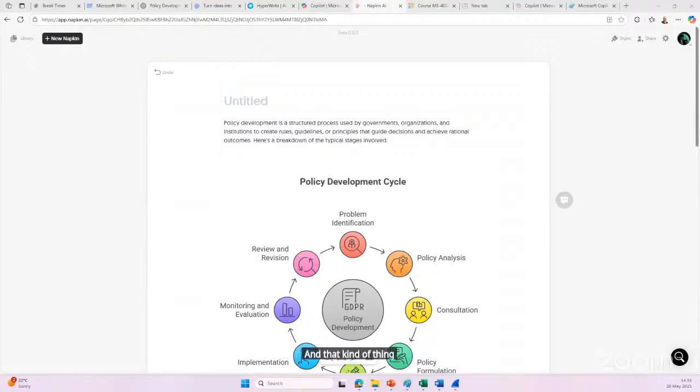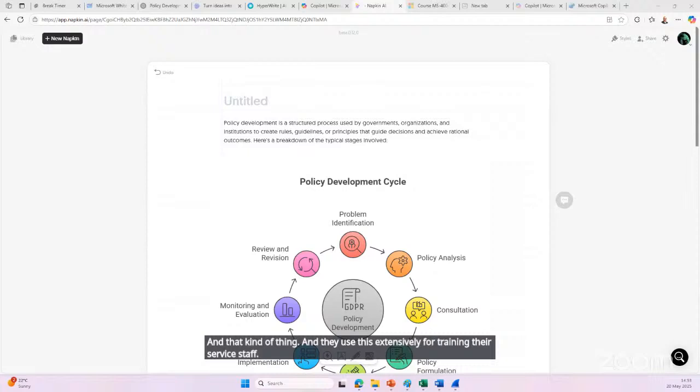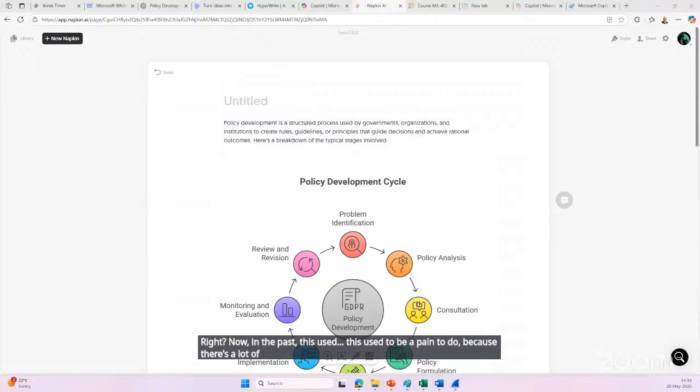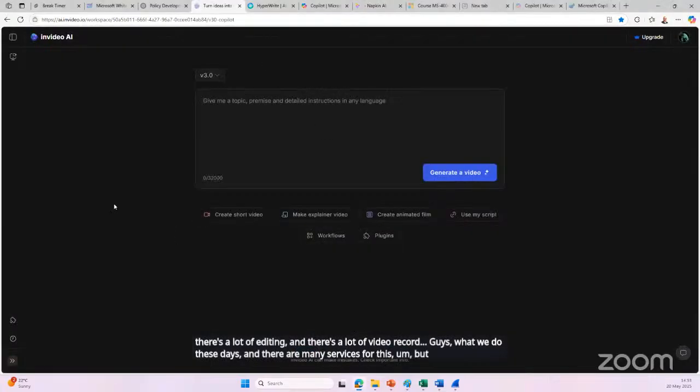And they use this extensively for training their service staff. In the past, this used to be a pain to do because there's a lot of editing and a lot of video recording. Guys, what we do these days, and there are many services for this, but here we have something called InVideo AI. And I'm just refreshing it.